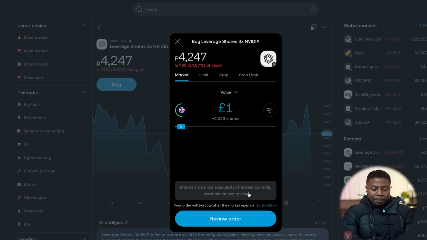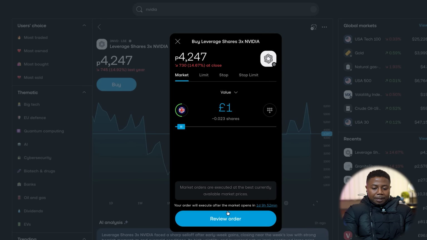Now the market order will execute at the current price, the best available price. So that means that even though that's showing 4,247 pence, if you put that into the market order, the system will go trying to find the price as closely matched to that as possible. That doesn't mean you'll exactly get that price shown on screen. It just means that it might be a little bit higher, it might be around about the same, but the system will try to get your price as closely matched to that as possible.